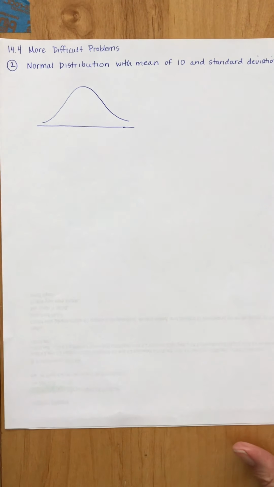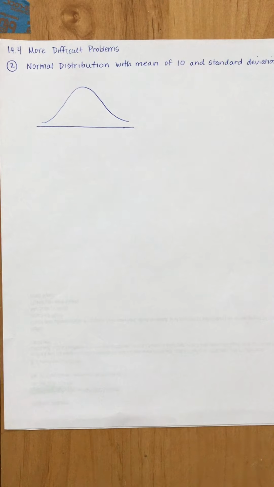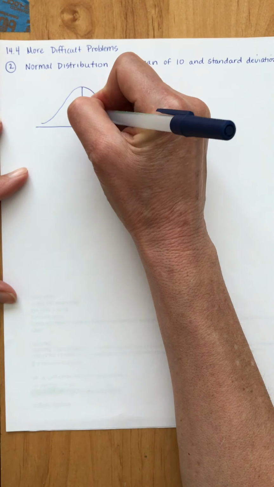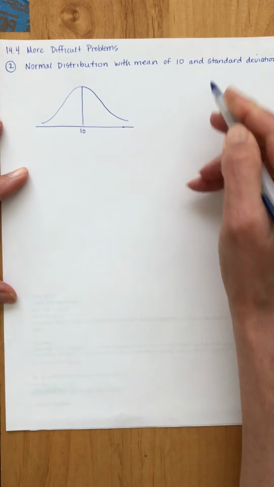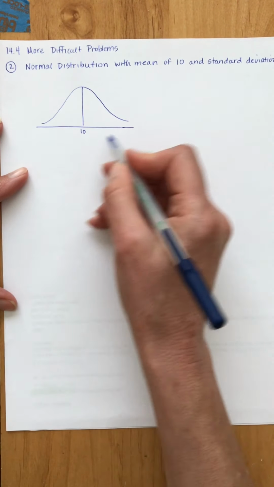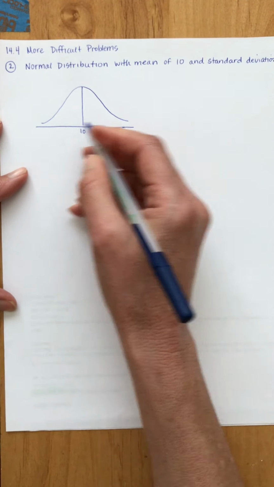Okay, we're back again, and we're going to do a bit more difficult problems for this example. So I've started out, we've got a normal distribution with a mean of 10. So what do we want to do? We want to put the 10 right here in the middle. Standard deviation of 3. So that means that, remember, you've got basically everything within 3 standard deviations.